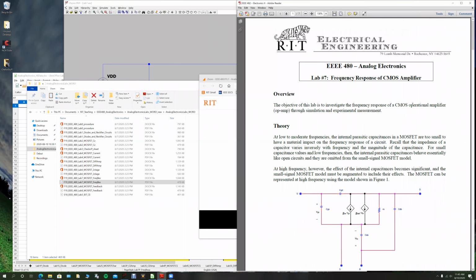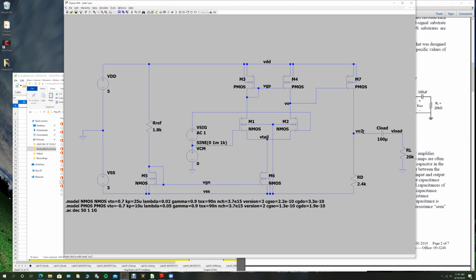VCM can still be 0. The load is still the same as the previous lab. RF is still 1.8K in order to get 4 milliamps, and RD is 2.4K to get the output VO2 close to 0 volts.